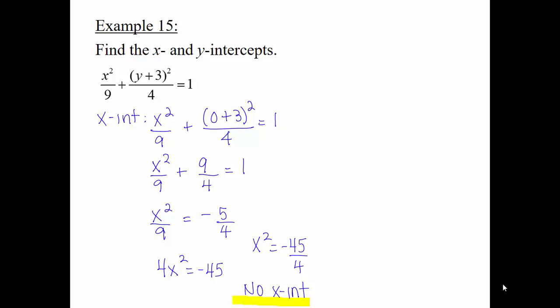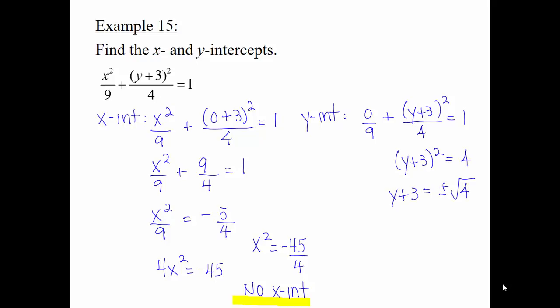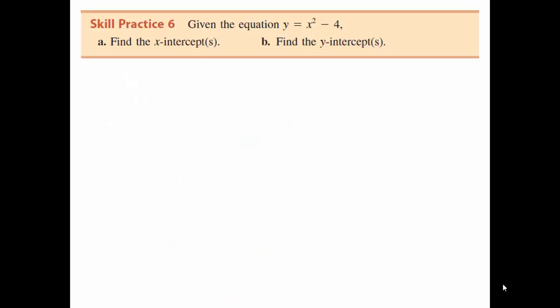So there's no x-intercept. Y-intercept, you're going to make your x equals 0. 0 over 9 is 0. So you have y plus 3 squared equals 4. Multiplied everything by 4. So then you're going to square root both sides using square root method. Remember the plus or minus. So you have negative 3 plus or minus 2, which would be negative 3 plus 2 is negative 1. Negative 3 minus 2 is negative 5. Okay.